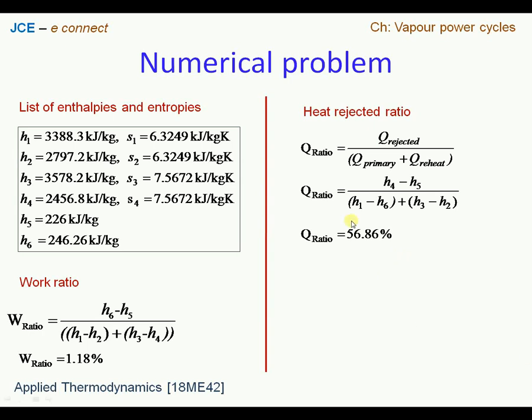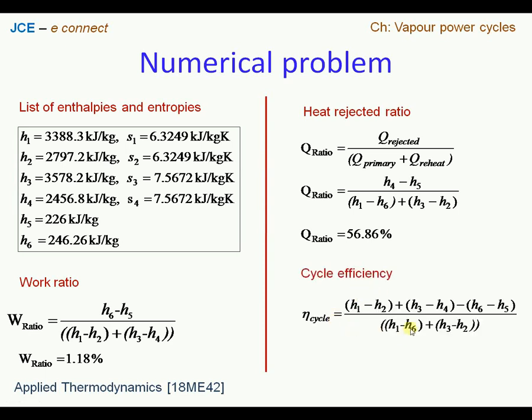Now let us proceed with the third ratio, that is the cycle efficiency. So we have net work output in the numerator, and the denominator is the heat that is supplied. Therefore we have the net work output as the turbine work minus the pump work, divided by the heat supplied partly in the boiler, partly in the reheat process. Therefore we can substitute the enthalpies into this equation.